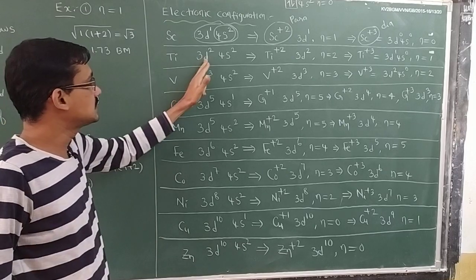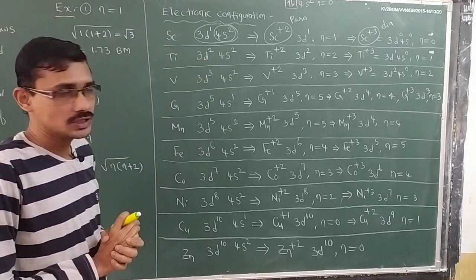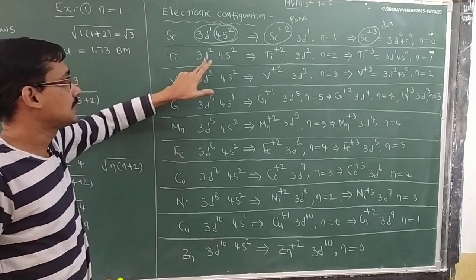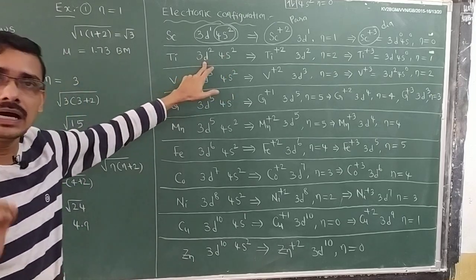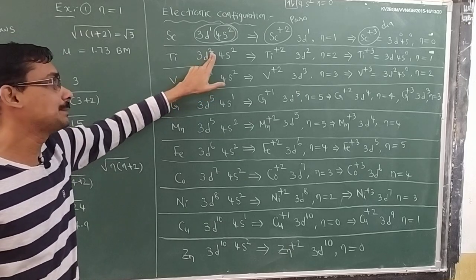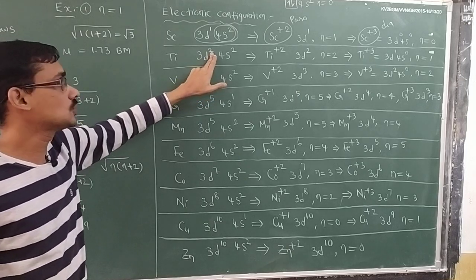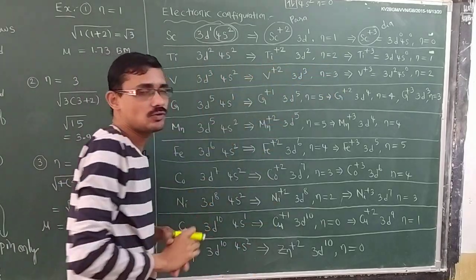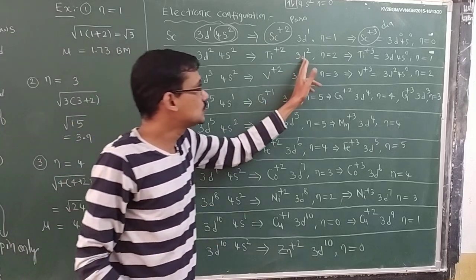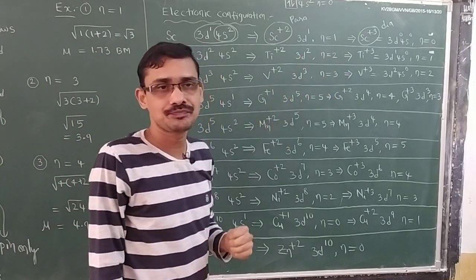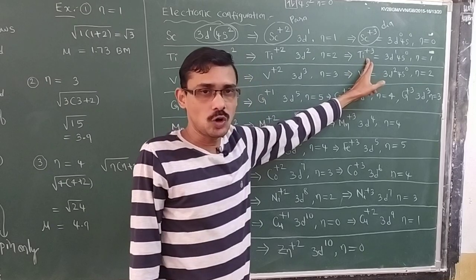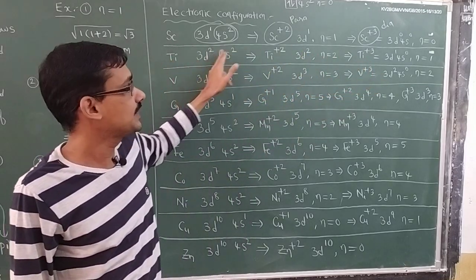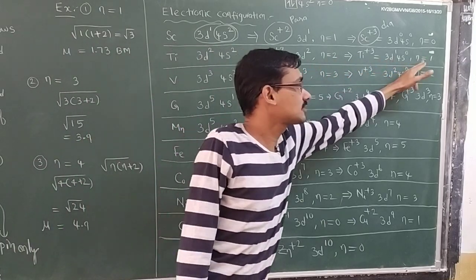The configuration will be 3d2, 4s2. Now, in this case, 4s2 does not have any unpaired electrons, but 3d2 will have unpaired electrons. How many? 2 unpaired electrons. So, n is equal to 2. Next, titanium plus 2 loses again the 4s2 electrons, leaving the 3d2 configuration, n is equal to 2, isn't it? Titanium plus 3, how many electrons do you have to remove? 2 from here, 1 from here. What we get here is 3d1, unpaired electrons equal to 1.